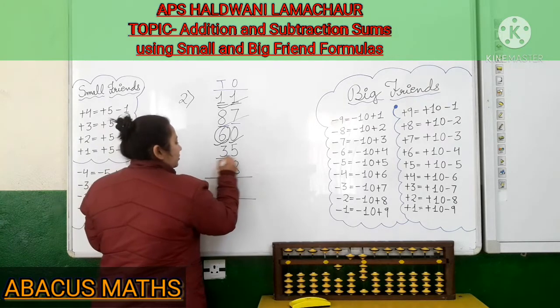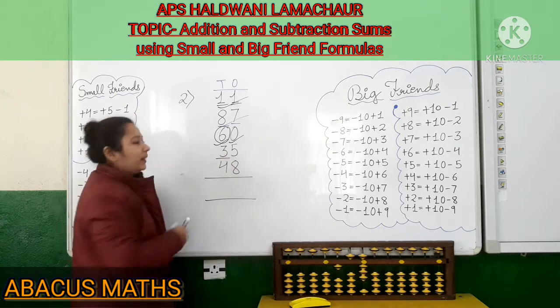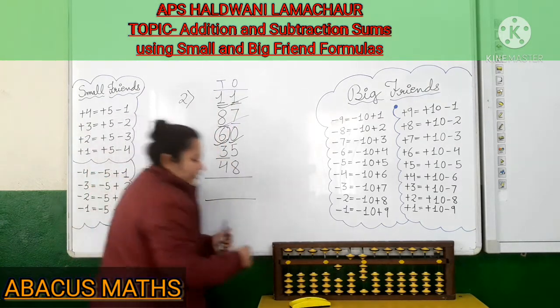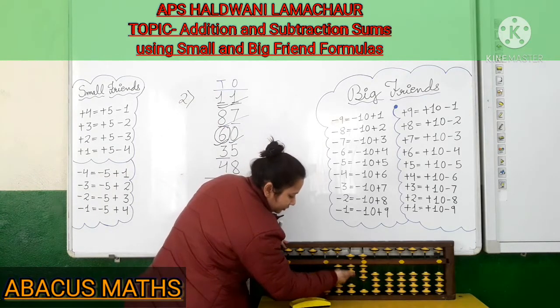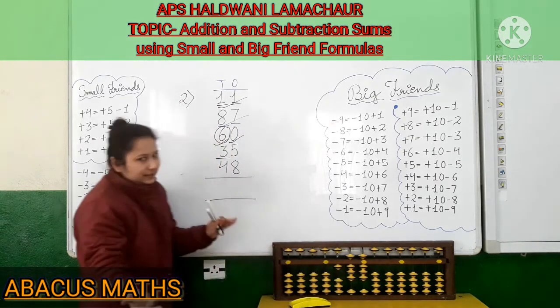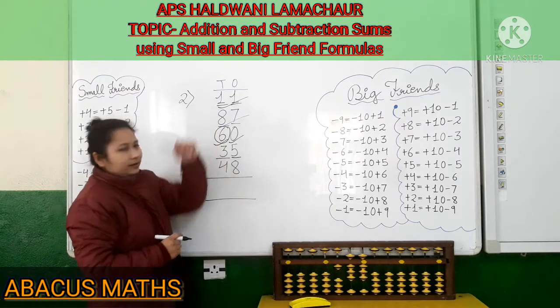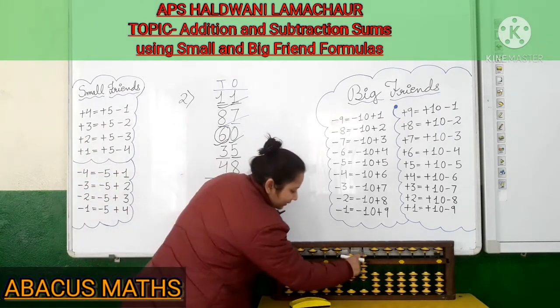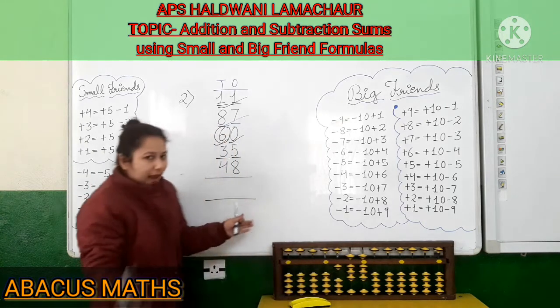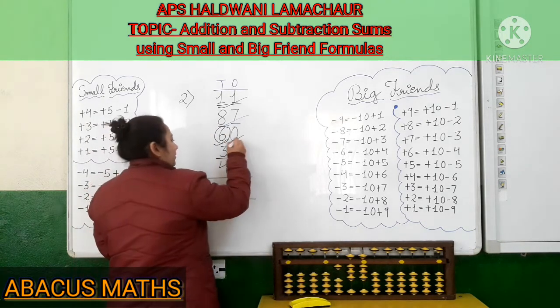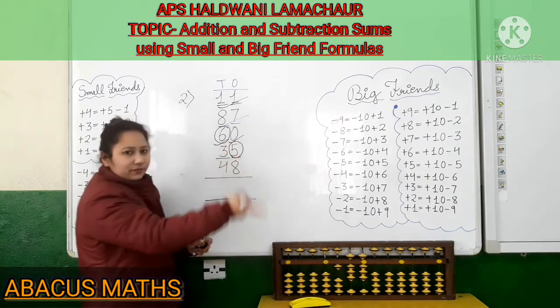Now next students you have to add 3 in 10's rod. Now for adding 3, see 1, 2, 3 you can directly add. Done. Next, add 5 in 1's rod. See 5 is already added. So, for adding 5, take the help of big friends.